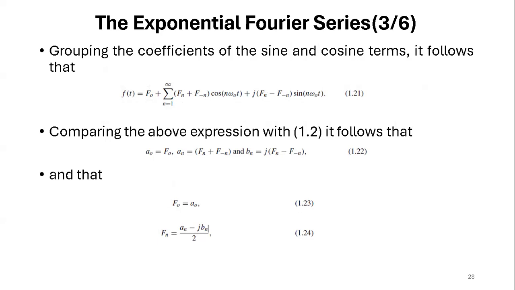Grouping the coefficients of the sine and cosine terms, it follows that f of t is equal to f of naught plus the summation from n equals 1 to infinity of (f of n plus f of minus n) cos n omega t plus j (f of n minus f of minus n) sin n omega t.